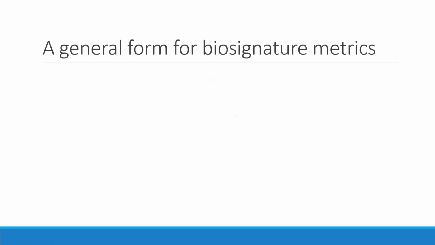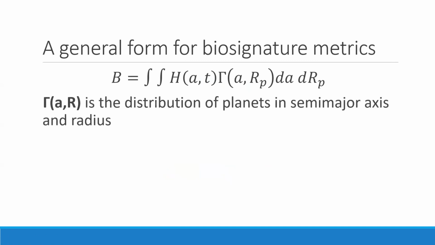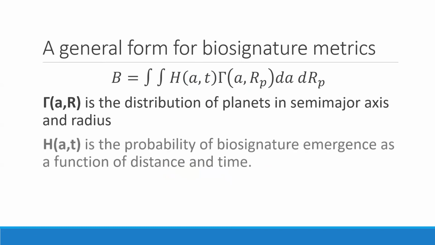So we've come up with a general form for biosignature metrics. And so this is the form of this quantity B, which is the integral of two quantities, H and gamma. Gamma is the planetary distribution function in some semi-major axis and radius, whereas H is the probability of biosignature emergence as a function of distance and time.